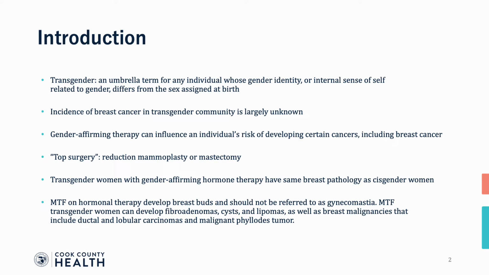Transgender is an umbrella term for any individual whose gender identity or internal sense of self related to gender differs from the sex assigned at birth. A non-binary individual may be assigned female or male at birth, but does not strictly identify with either sex. For example, a trans feminine person is someone who was assigned male at birth but identifies as a female, and a trans masculine person was assigned female at birth but identifies as a male.